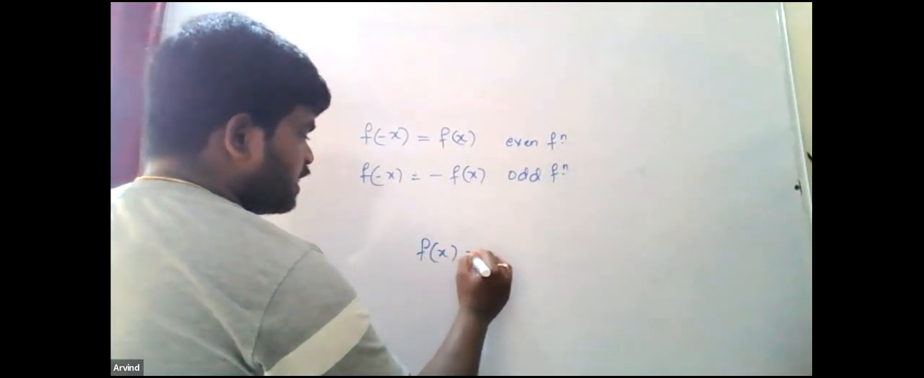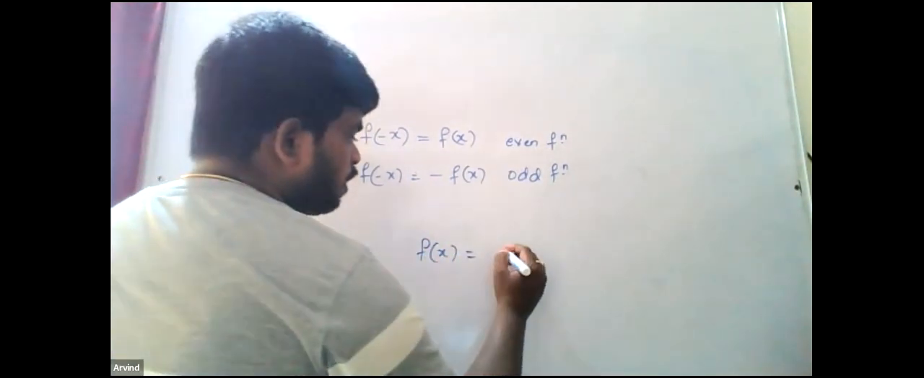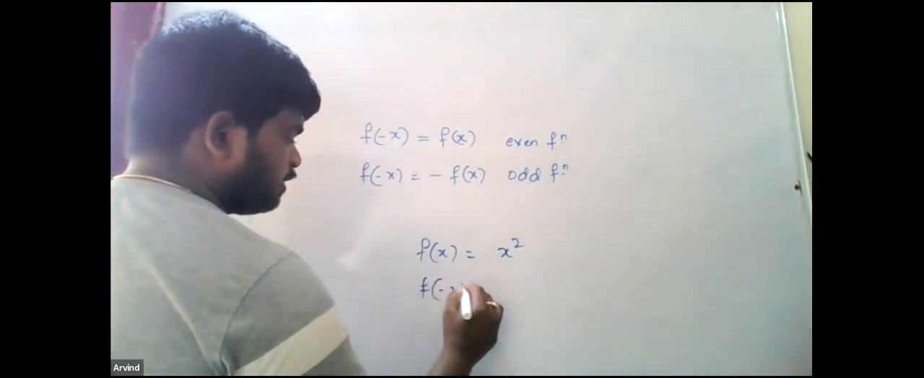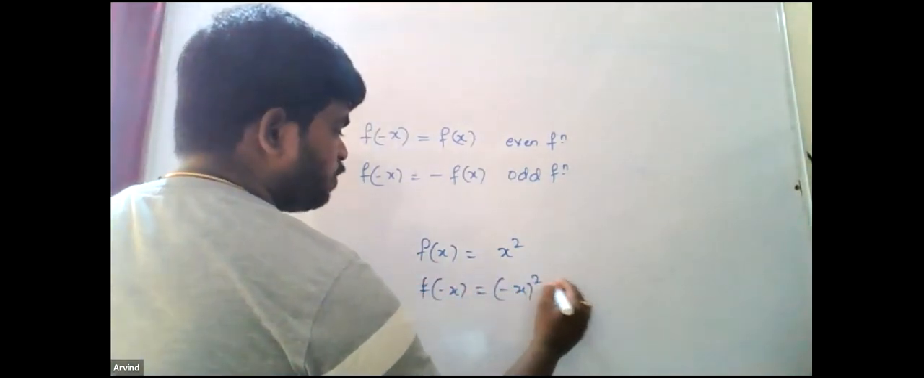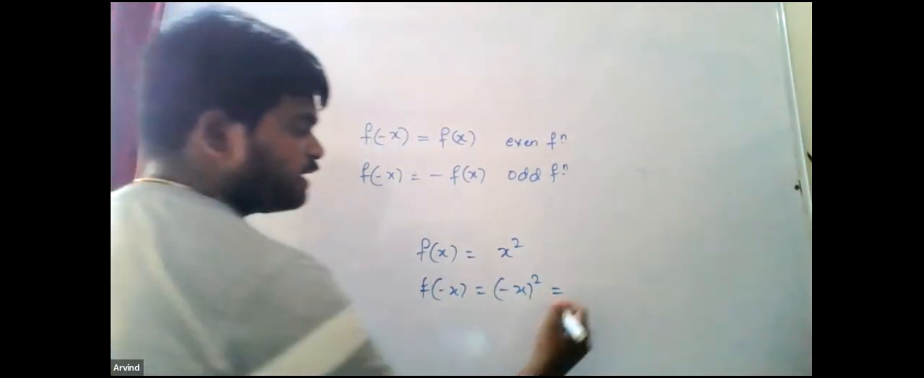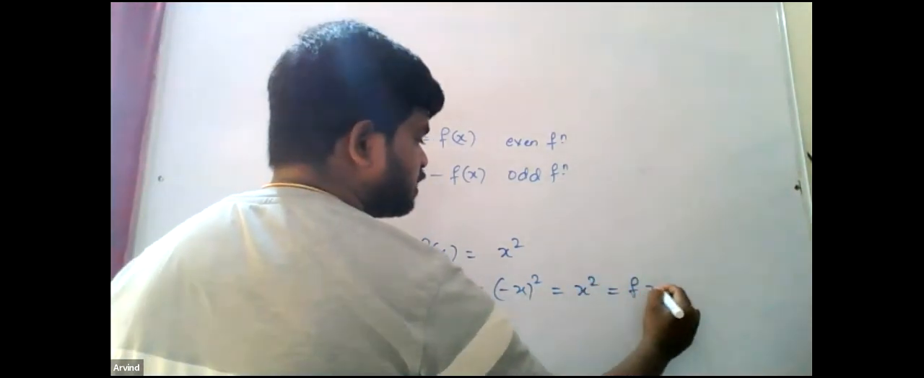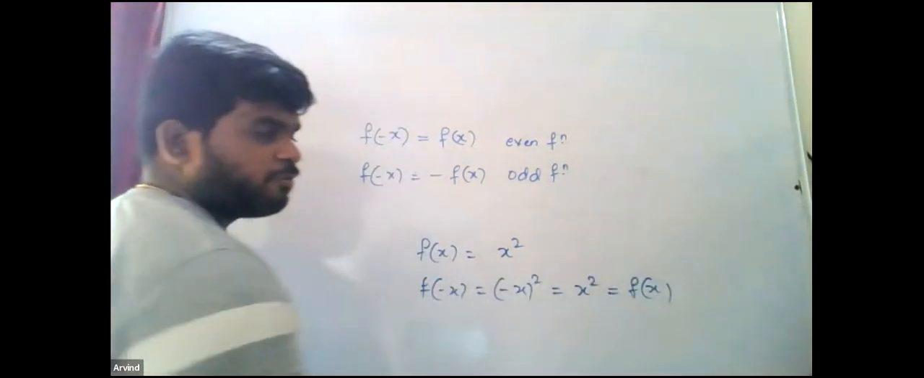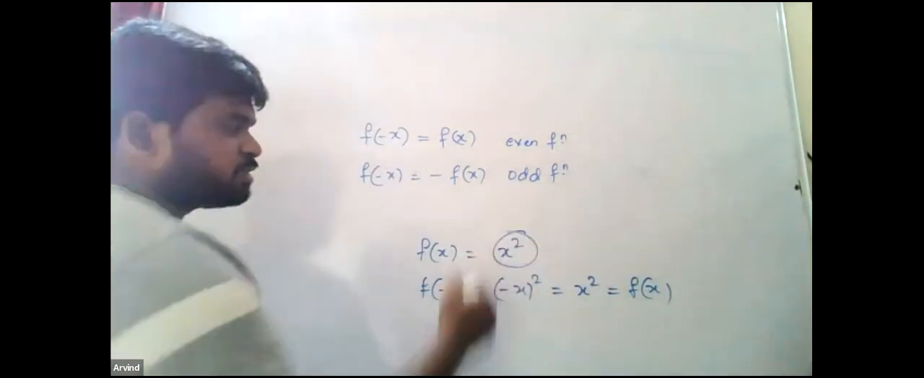Let's say the function is x square. Minus x, what happens? Minus x the whole square. So minus x the whole square is x square itself, which is f of x. So when you replace x by minus x, you get back f of x. Therefore it is an even function.